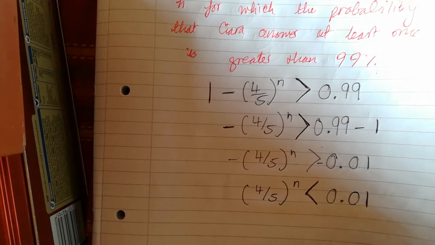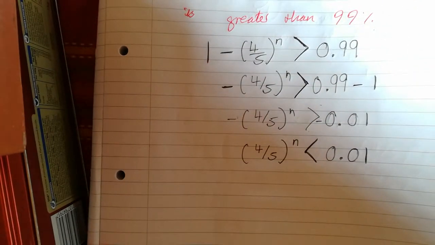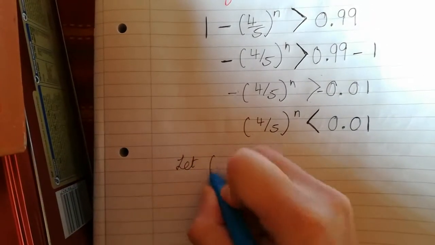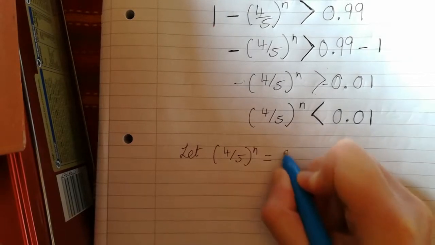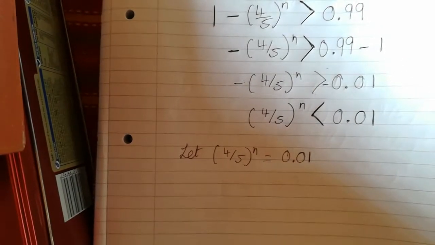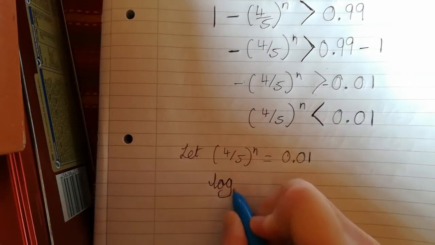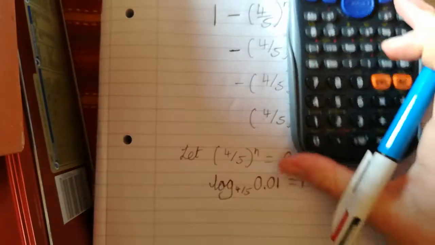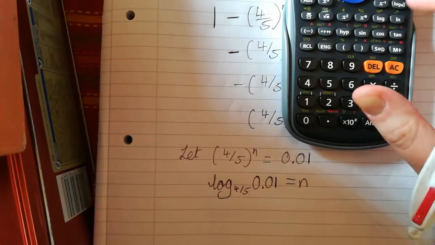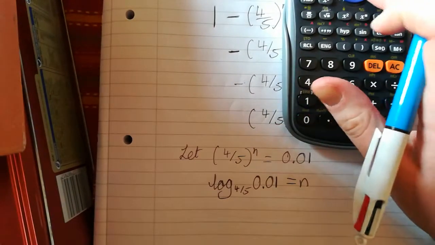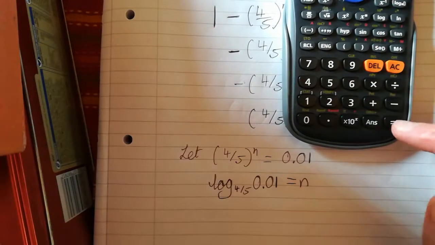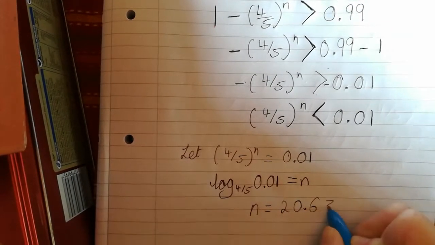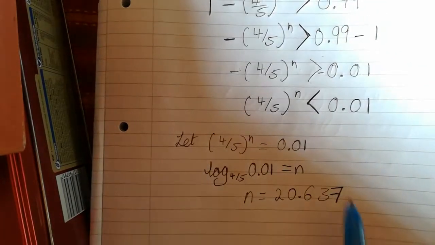I'm looking to get a value for n. So if I wanted to solve this, let 4 over 5 to the power of n equal 0.01, and then I can take the log base 4 over 5 of 0.01, and n will be, I'll just get my value for n, so log base 4 over 5 of 0.01, and then we get that n is equal to 20.637.